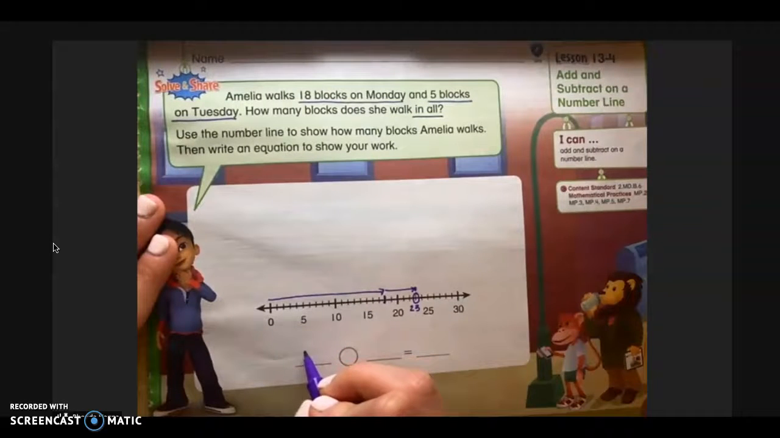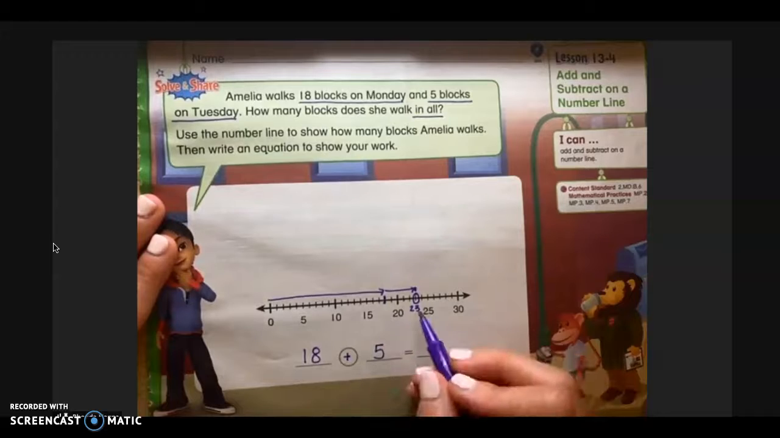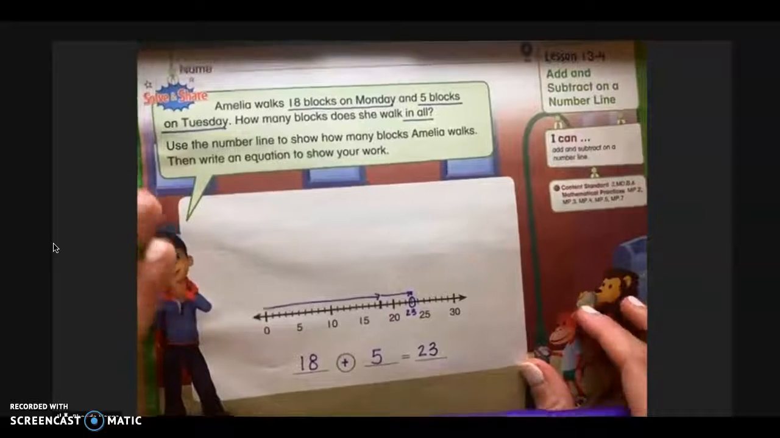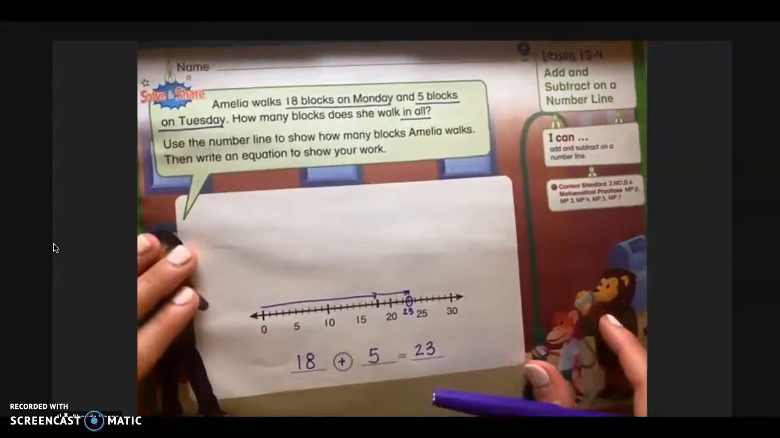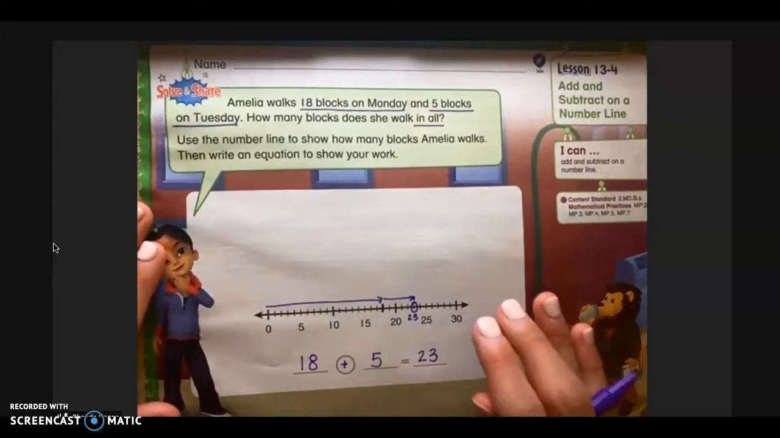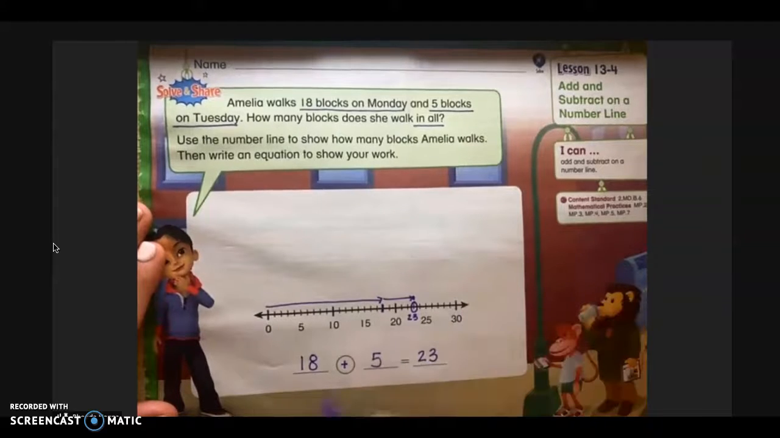It says, I first started with 18, and then I added 5 more. Then I got 23. So Amelia walked 23 blocks in all. And that's how I used a number line to help me solve, to help me find what 18 plus 5 equals.